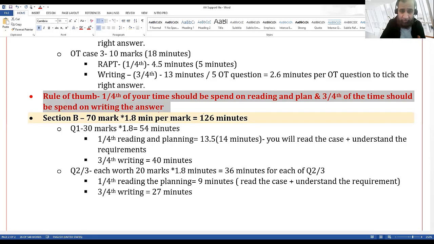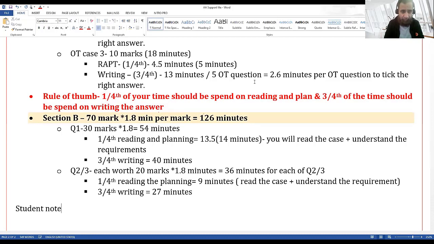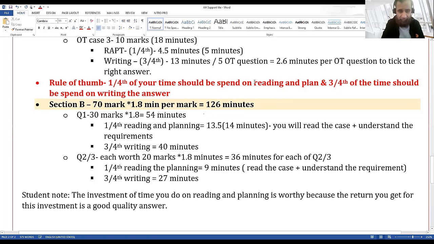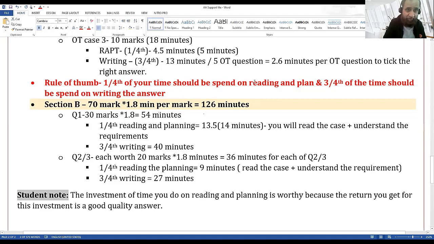Look at the statement I'm writing here. Student note: the investment of time you make on reading and planning is worthwhile because the return you get for this investment is a good quality answer. So I hope this is not a bad investment, because it is giving you a good return, an answer which is a quality answer. So please ensure you stick to this formula of 1/4 and 3/4.